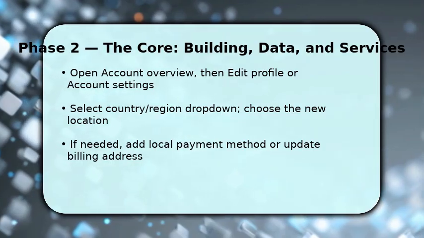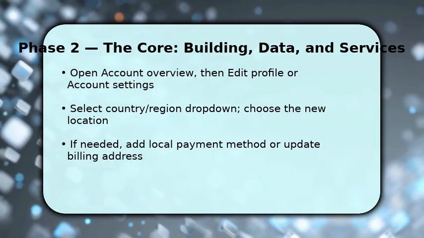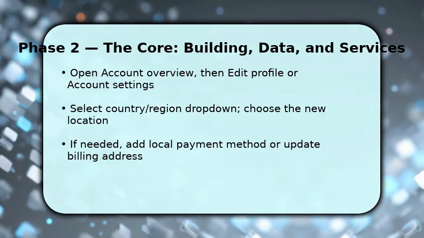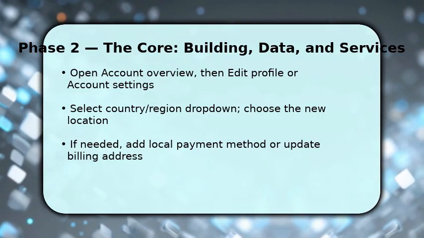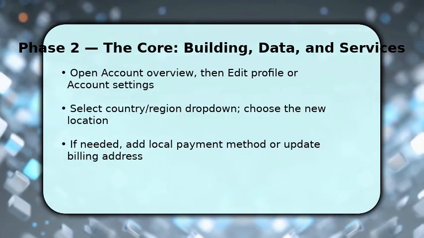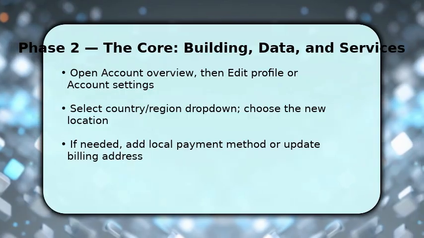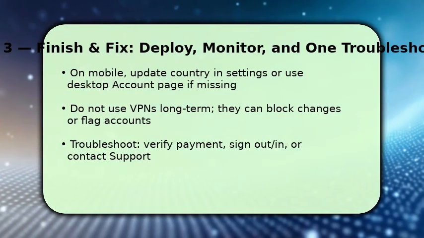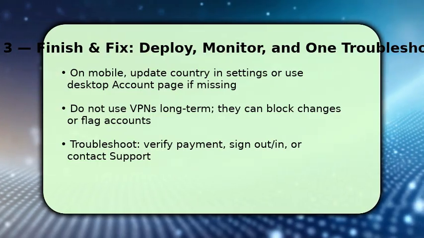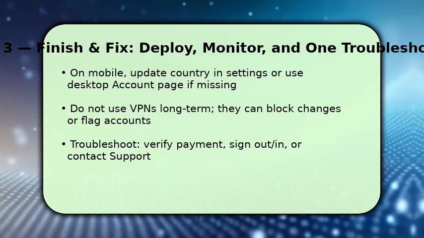If Spotify requires it, update your billing address or add a payment method that matches the new country so subscriptions continue. Once done, save changes and sign out, then back in to force the app to refresh region-specific libraries and licensing. Finally, if you're on mobile and don't see the option, open the desktop account page in a browser and edit there. It's more reliable.